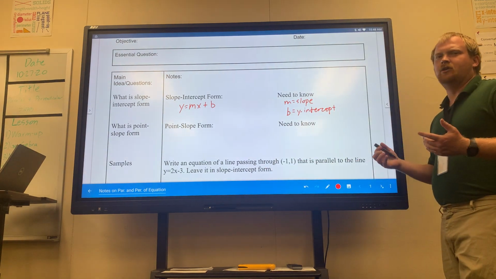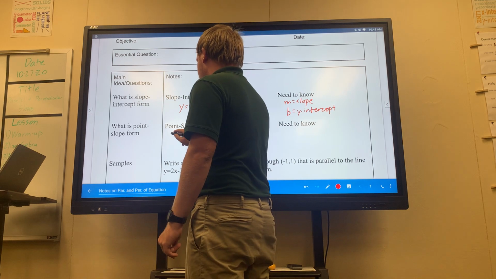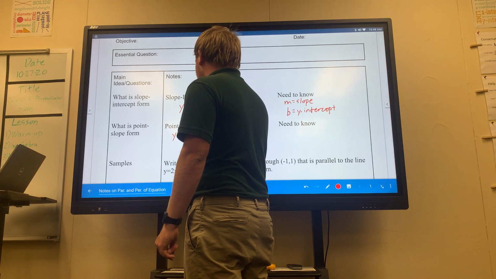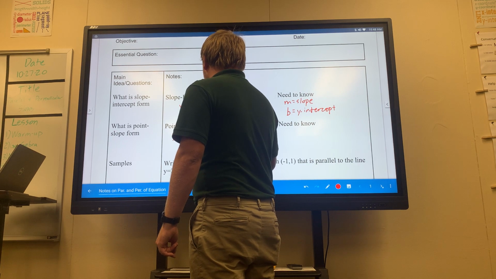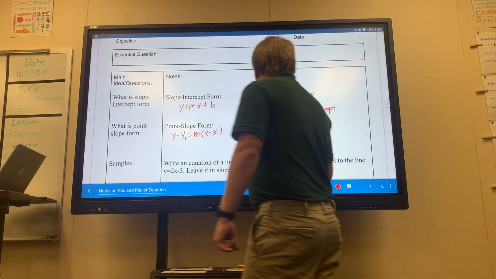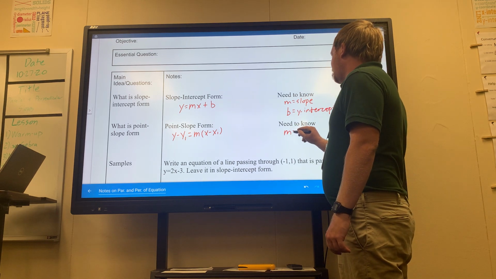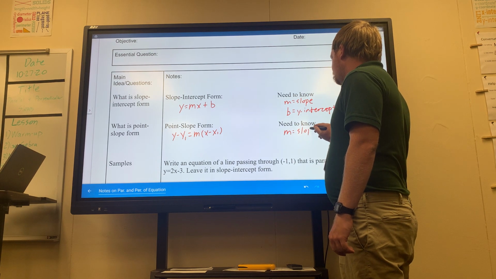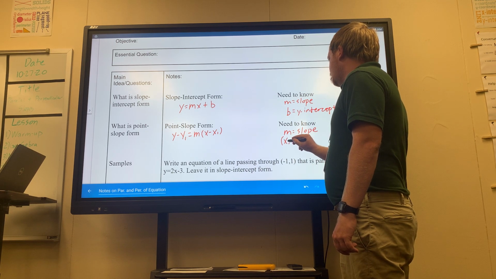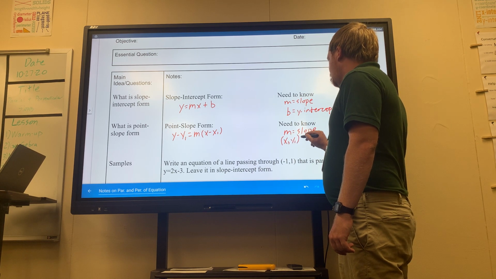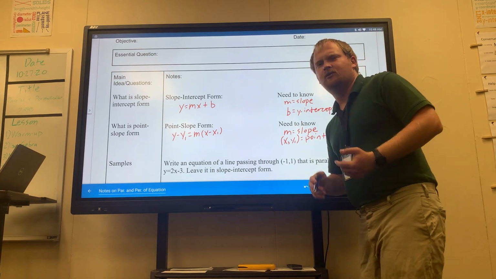The next thing we need to know is point-slope form, which is given as y minus y1 equals m times parentheses x minus x1. We need to know m as the slope, and x1, y1 is the point that is going to be given to us.